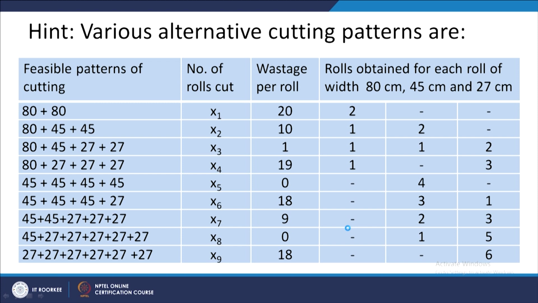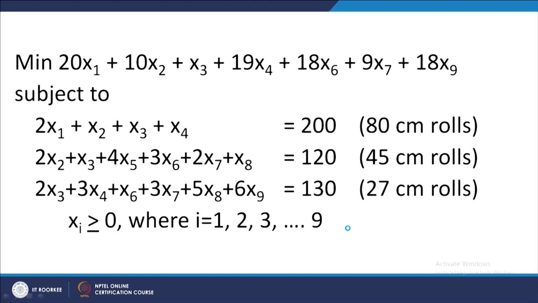Like this you have all these cutting patterns, and accordingly, based on the decision variables x1, x2, x3, you can write the model as follows: minimize 20 x1 plus 10 x2 plus x3 plus 19 x4 plus 18 x6 plus 9 x7 plus 18 x9, subject to these conditions on the 80 centimeter roll, the 45 centimeter roll and the 27 centimeter roll. And of course, there are 9 variables, xi should be greater than or equal to 0.